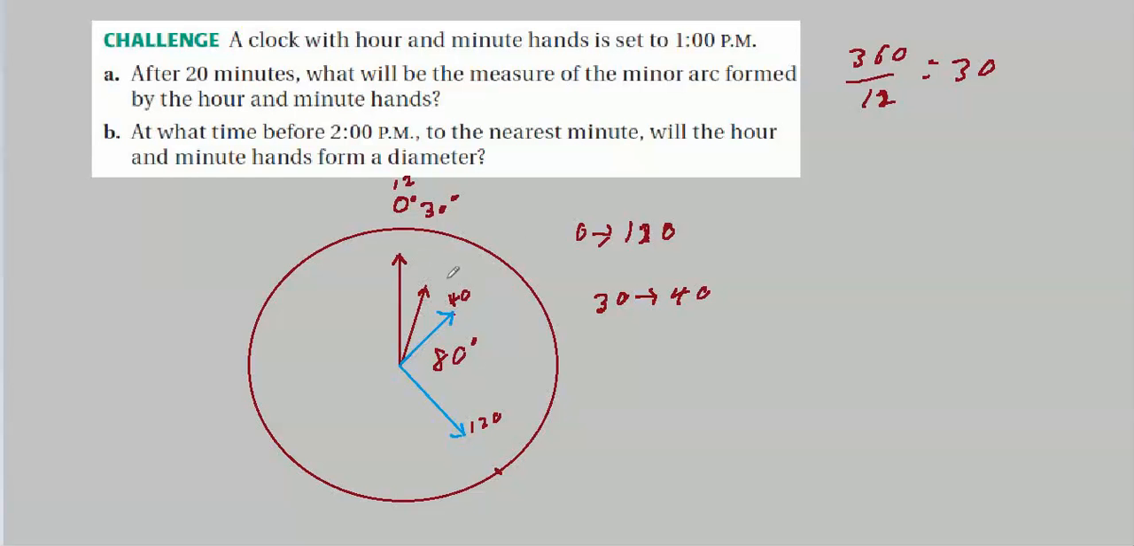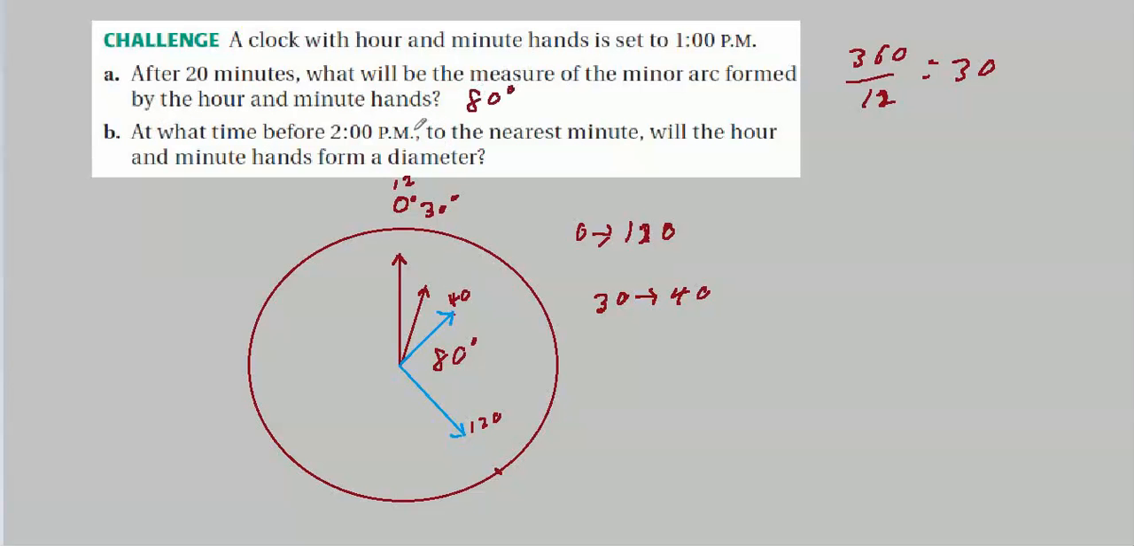But the important thing is the hour hand had to move 1/3 of the distance from 1 to 2, which would be 10 degrees. Otherwise, the answer would be 90. So, right here, we've got 80 degrees. What about this one?